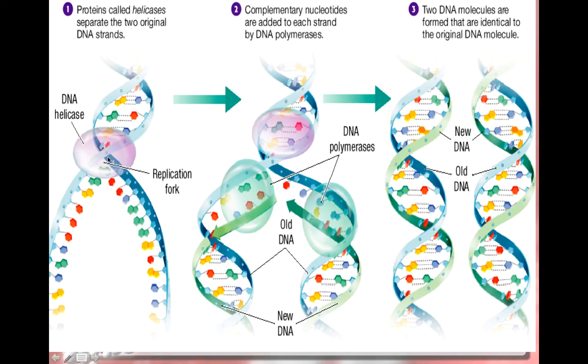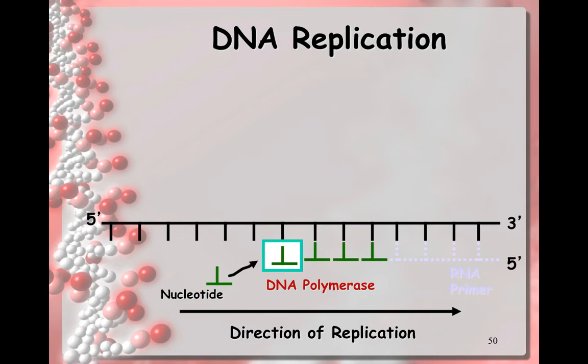Okay, so step one, the helicases unwind the DNA, and then we have a replication fork here. The complementary nucleotides are added to each strand by the DNA polymerases, and then the two DNA molecules that form are identical to the original DNA. So this strand here is identical to these two new strands. So we have two strands being added to side by side, identical to each other.